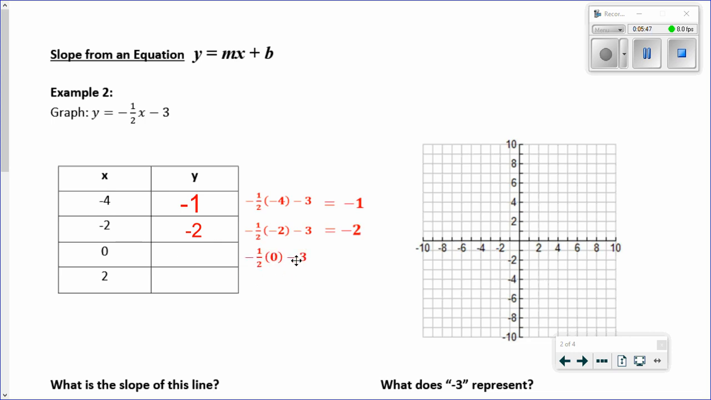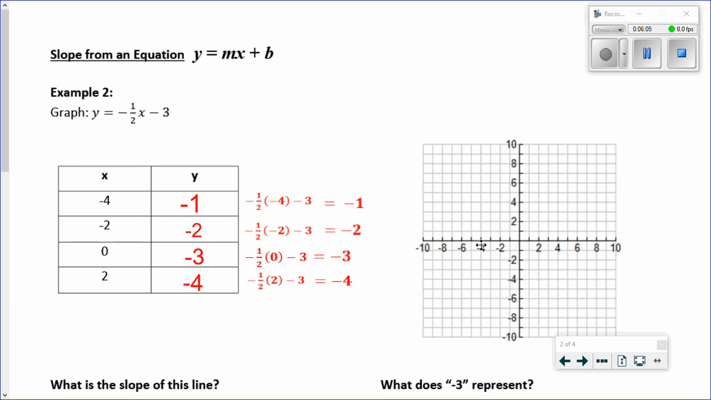I get 0 minus 3 equals -3. That's my y. Plug in 2 for the x. Simplify it. And I get -4. There we go. Okay, so now I'm going to plot these points.